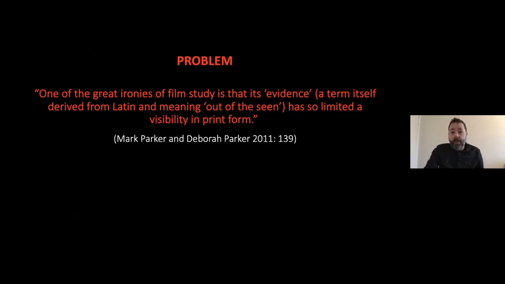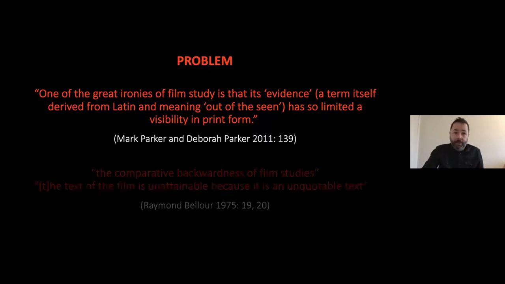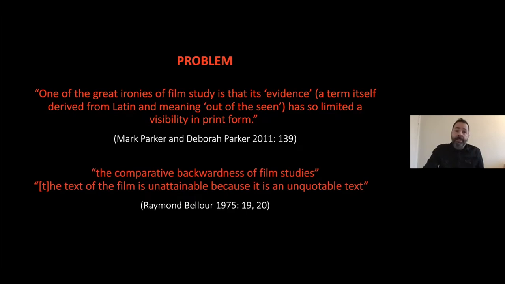It practically nails the general problem of film criticism, a problem that was famously defined by film scholar Raymond Bellour in 1975, who in his seminal paper wrote about the comparative backwardness of film studies compared to literature and its quoting possibilities from the studied texts. Bellour claimed films are unattainable texts. For him, the text of the film is unattainable because it is an unquotable text.